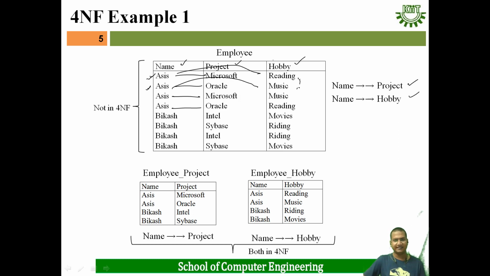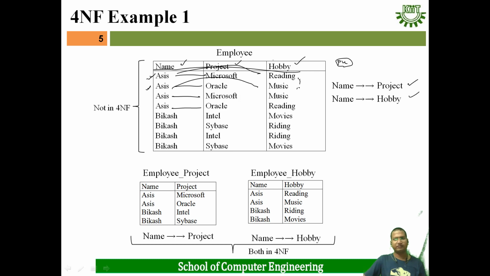In this employee table, how will the key be formed? Because name is multi-value dependent on project and name is multi-value dependent on hobby, which will be the key? Here, the combination of all three attributes becomes the key. That means combined, name, project, and hobby become the primary key of this table.